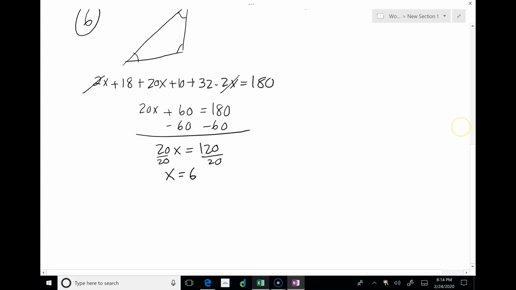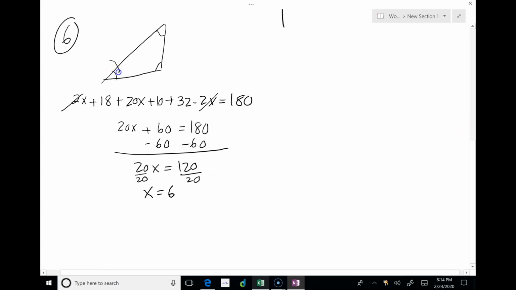So knowing that x is 6, this angle right here is 2x plus 18. So 2x plus 18, which is 12 plus 18, that is 30. So this angle is 30 degrees. This angle right here is 20x plus 10. So 20x plus 10, that's equal to 120 plus 10, which is 130.